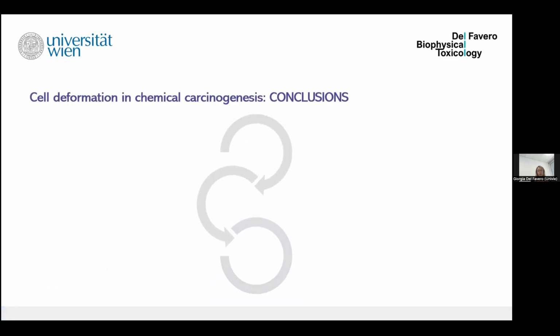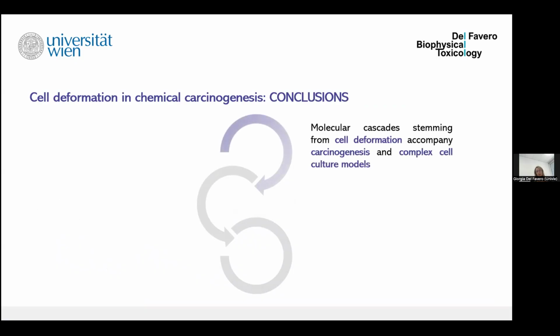So it's now time for me for some conclusions. Starting from the fact that there are molecular cascades related to cell deformation, and I hope I could show you that this accompanies both molecular mechanisms that are essential for carcinogenesis, but also when we apply complex cell culture models. Related to this, chemical and physical cues can leverage the same intracellular pathways. We saw it, for instance, with NRF2, where we can have chemical-driven activation, but also physical-driven activation.